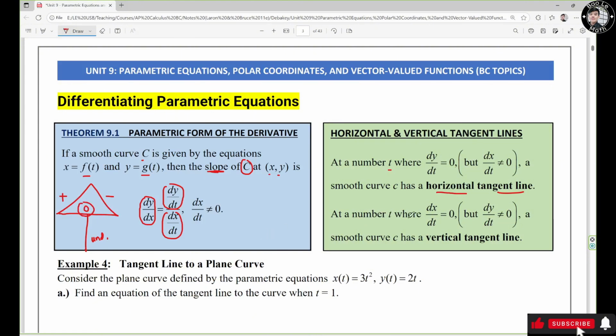Now at a number t where dx/dt equals 0, which is the bottom right here, does that mean the whole thing must be undefined? Then dy/dx is undefined. In other words, the slope is undefined, which is vertical. So we have a vertical tangent line.